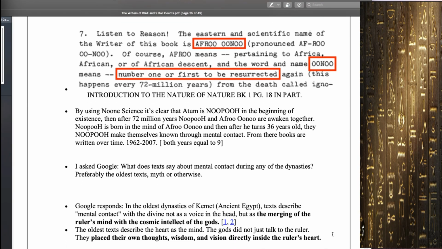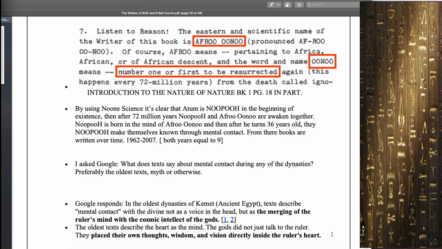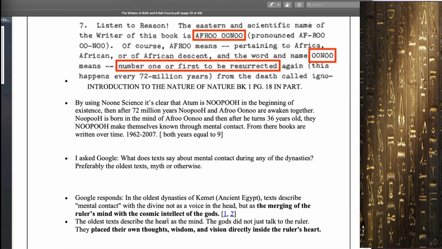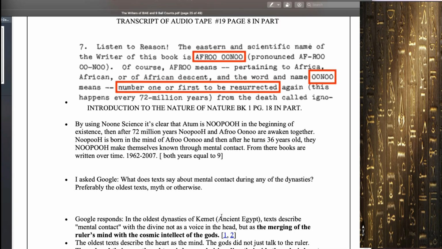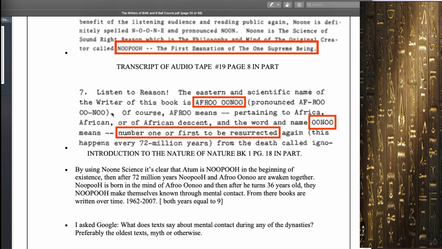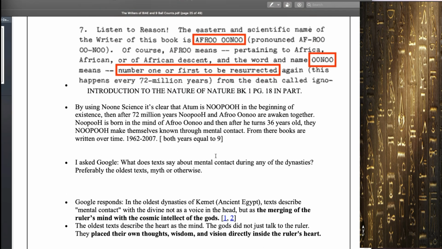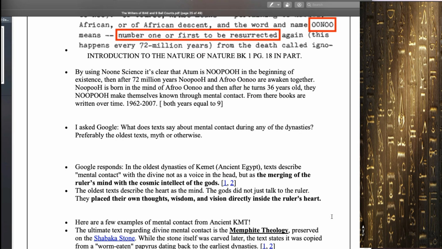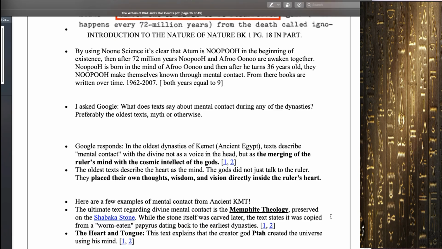Google responds, in the oldest dynasty of Kemet, ancient Egypt, text described mental contact with the divine not as a voice in the head, but as the merging of the ruler's mind with the cosmic intellect of the gods. See, Alpha Nupu just said that. All right. We're gonna get into that real deep. All right, and this is why I mentioned this. They place their own thoughts, wisdom, and vision directly inside the ruler's heart. All right. Here are some examples of mental contact from ancient Kemet.